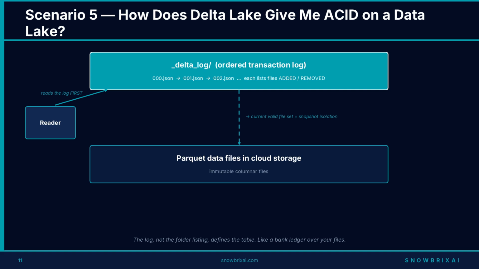Think of it as a bank ledger sitting over your files. Every change is an atomic recorded entry, and here is the line that lands. The log, not the folder listing, is what defines the table. That one sentence tells them you actually understand Delta.